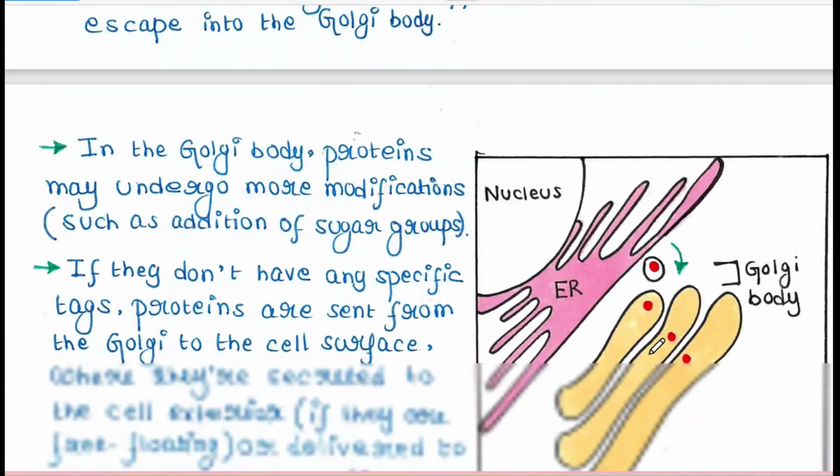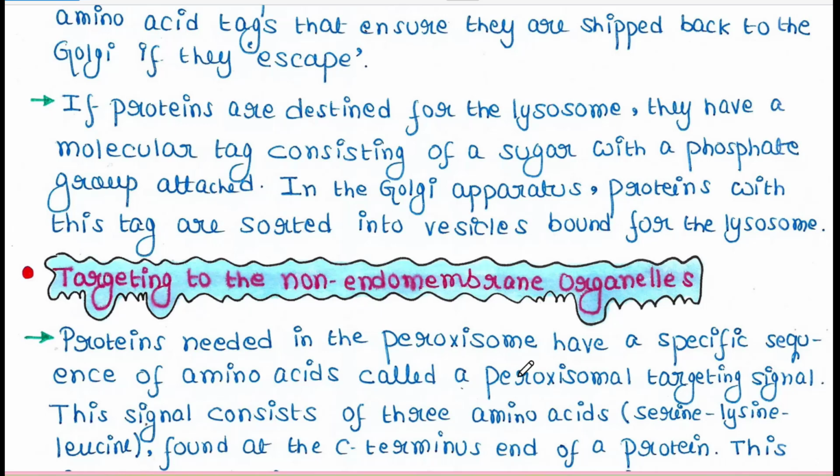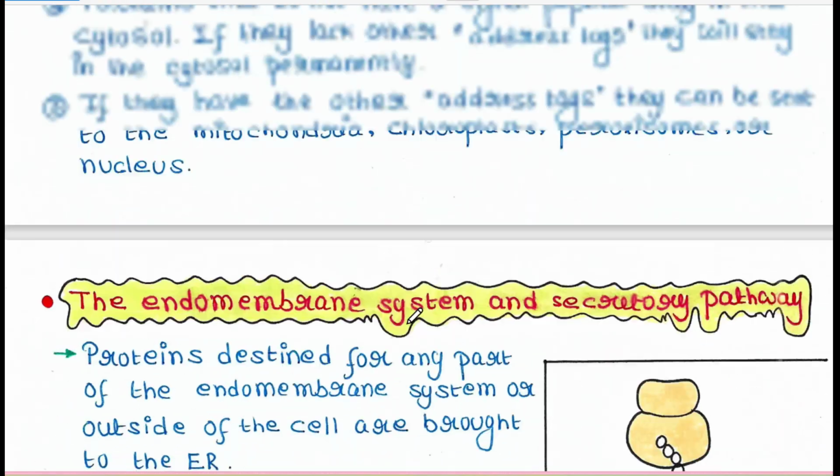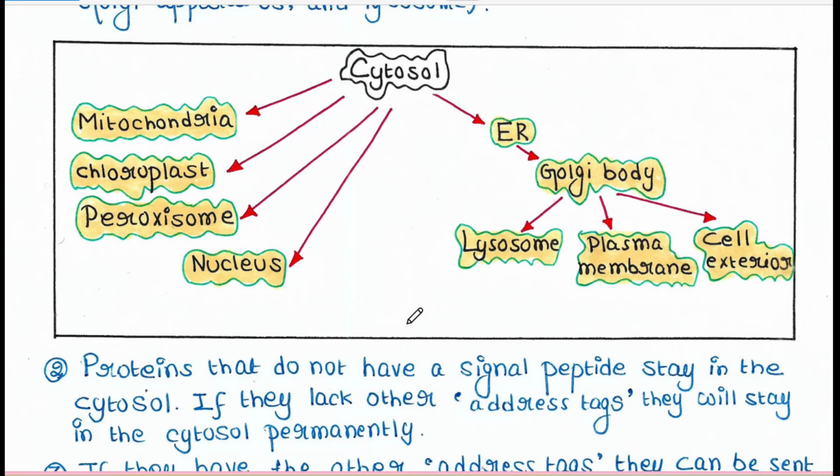Next we will talk about the non-endomembrane pathway, that is targeting to the non-endomembrane organelles. That means now we will talk about those proteins which are destined for mitochondria, chloroplast, peroxisome and nucleus. Let's see.